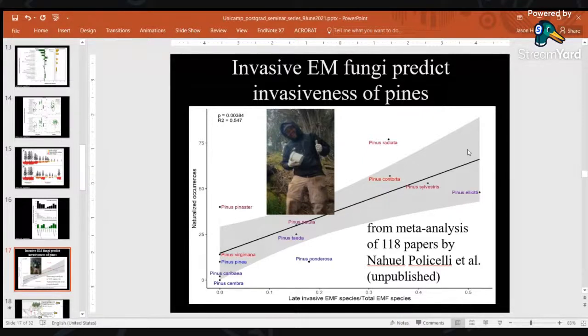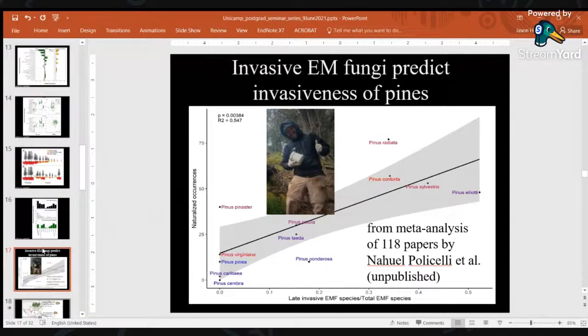So the fungi that the pines associate with, which on the x-axis here is especially the abundance of late invasive ectomycorrhizal species. These are species of fungi that tend to be found later on in invasions. Those seem to be the best predictor of the number of invasive occurrences found for particular pine species. So across all of these different pines, when these pines are most associated with late invasive fungi, that is when they are most invasive. And this is just building the story of how this is a co-invasion, and these pines are dependent on the fungi. Not only can they not invade without these fungi, but the particular fungi that are found with the pines influences their invasion status.